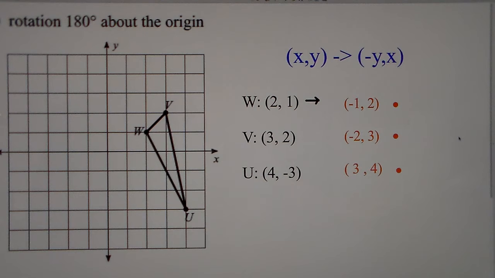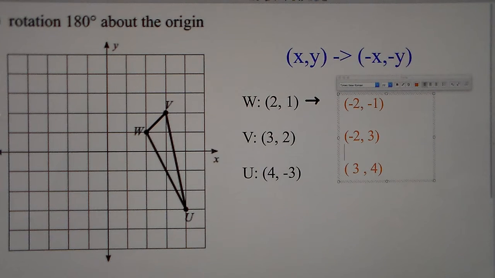Alright, here's problem number 5. We have a rotation of 180 degrees about the origin. At 180 degrees, you take your original X, Y coordinates and you just change the signs. So this should say X, Y goes to negative X, negative Y when you rotate 180 degrees. So now W. W is 2 to the right, 1 up. So when we change that, it's going to be negative 2, comma, negative 1.